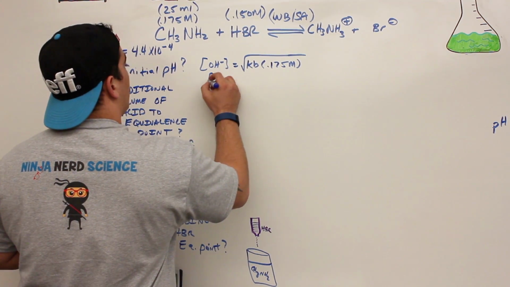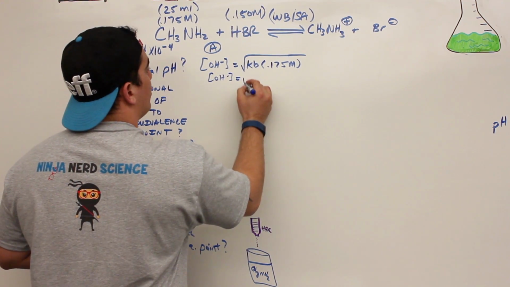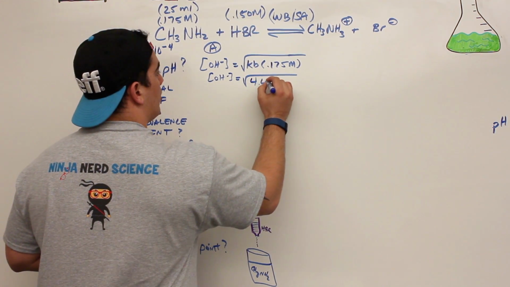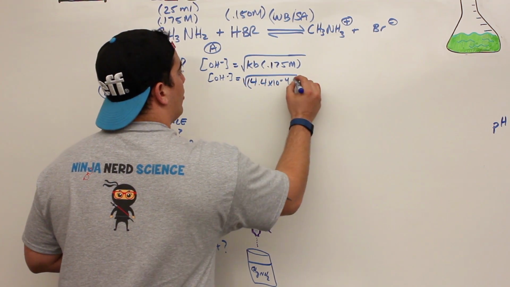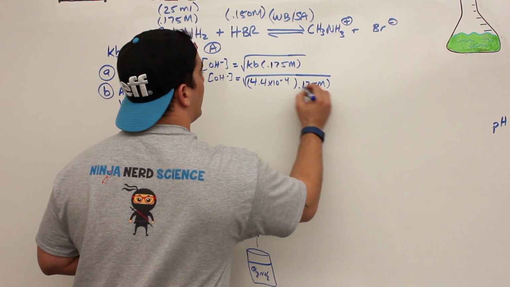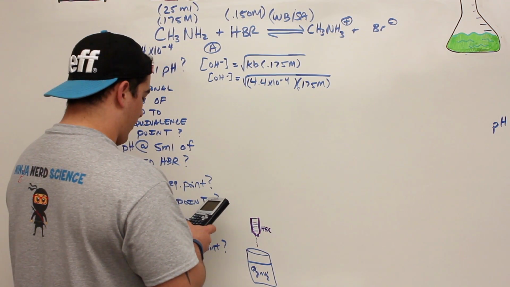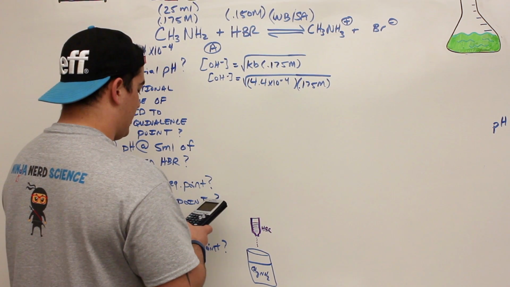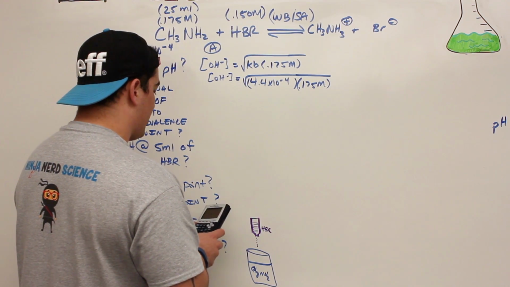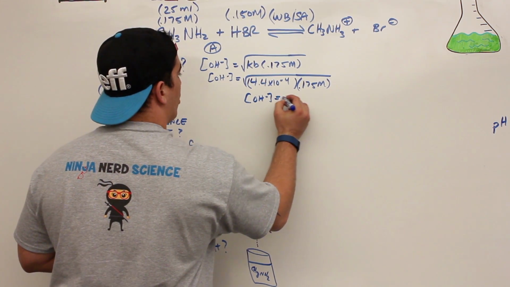So let's plug everything in. So the hydroxide ion concentration, this is part A, is equal to the square root of Kb. What's the Kb? 4.4 times 10 to the negative 4. Okay. And then I'm going to multiply that by the concentration. What's the concentration? 0.175 molarity. Let's plug this into the calculator. 0.175 times 4.4 E to the negative 4, and I'm going to square root this. I get 0.0088.